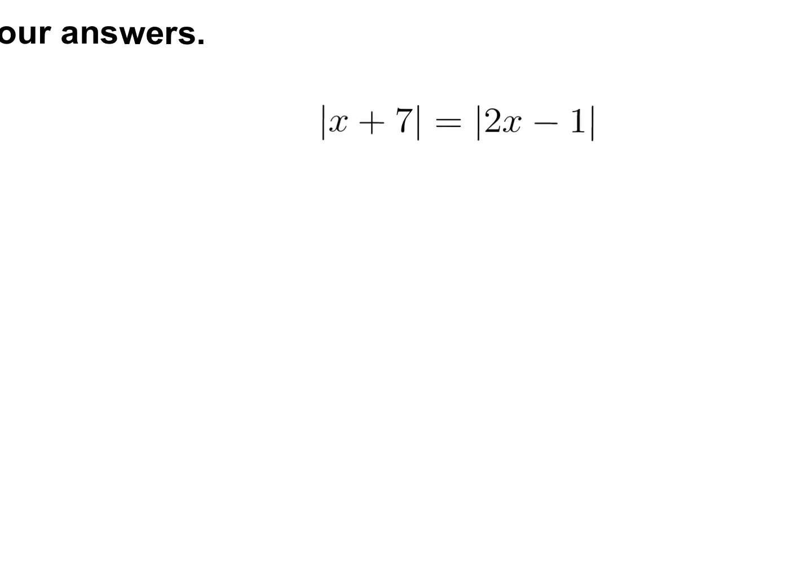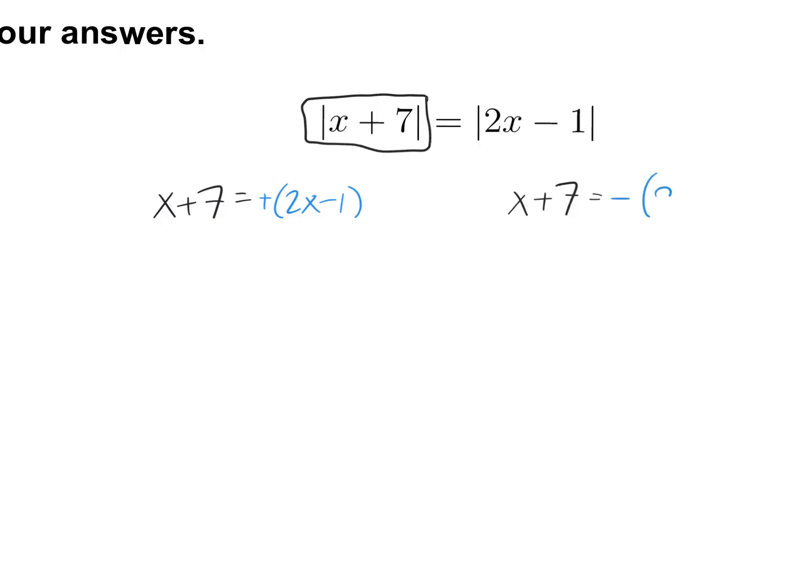If we have an example of absolute value equals absolute value, I'm going to keep the left expression the same for both of my equations. So I'm going to stay with x plus 7. And just like we did on the first one, we're going to use the positive case. So I have positive 2x minus 1. So it actually just stays the same. And then I will do the negative case. So I have negative and then the quantity 2x minus 1.